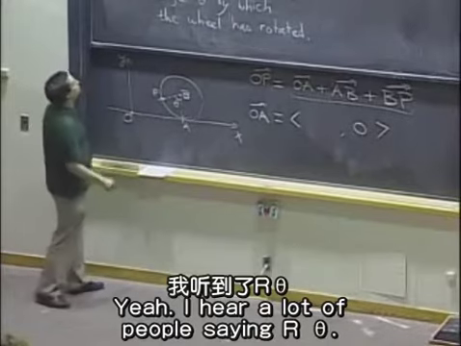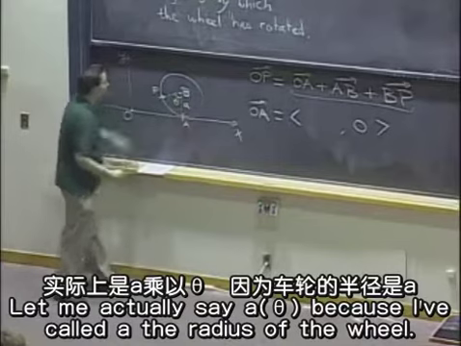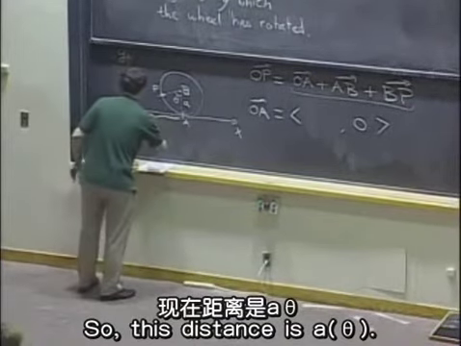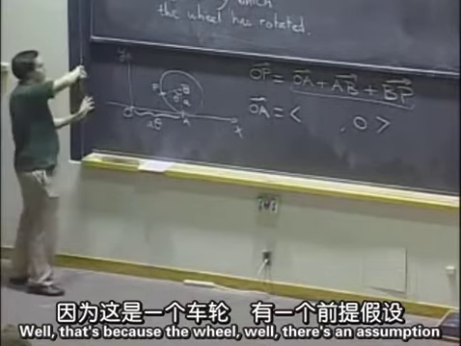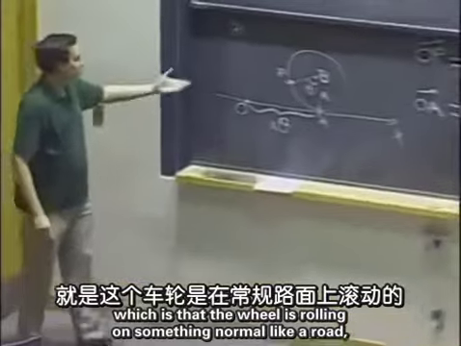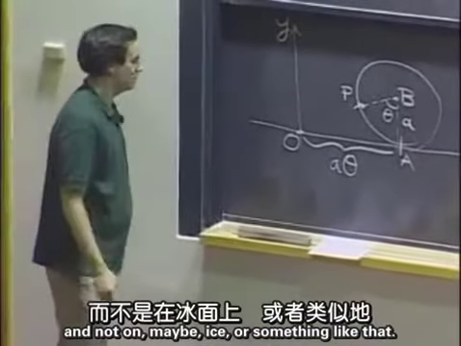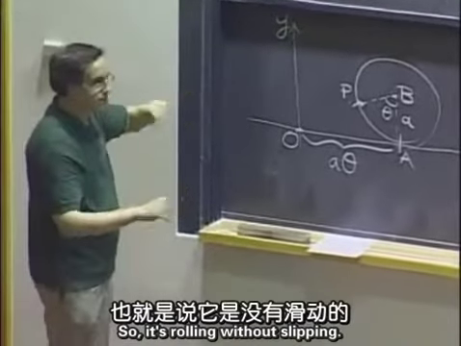Yeah, I hear a lot of people saying r theta. Let me actually say a theta because I've called a the radius of the wheel. So this distance is a theta. Why is it a theta? That's because the wheel, well, there's an assumption, which is that the wheel is rolling on something normal, like a road, and not on maybe ice or something like that. So it's rolling without slipping.